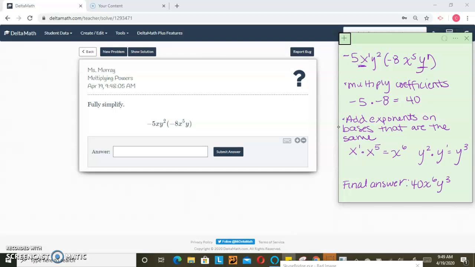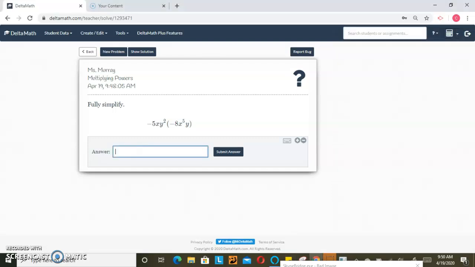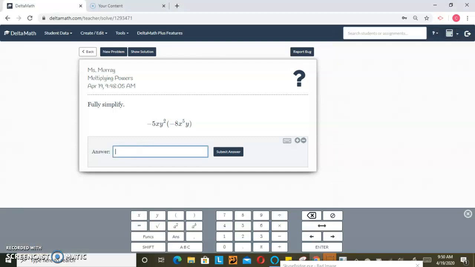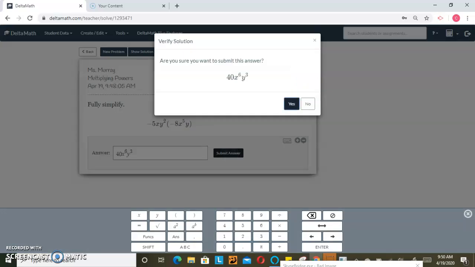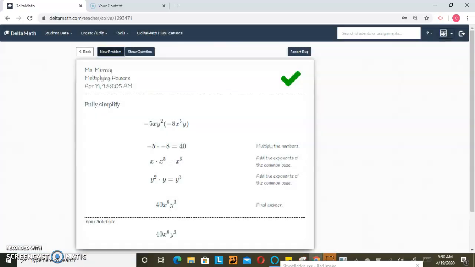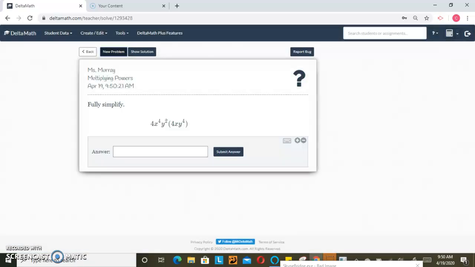So I go over to my answer, get my keyboard, and I have 40 x exponent key to the 6th power, get out of the exponent, so I hit y, and then 2 plus 1 again gives me to the 3rd power. Submit my answer. Okay, ready to go to the next problem.